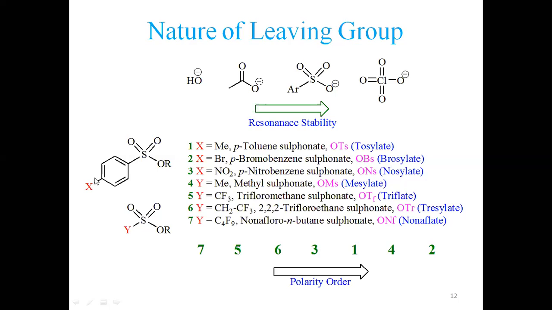In fact, if this X is a nitro group, it is also present at para. This is para-nitrobenzene sulfonate. This is represented with O for oxygen, N for nitro, and s for sulfonate. So this is called ONs, and this is commonly read as nosylate. So you see all of them end with ate, just like the nomenclature of an ester, and it is oxygen bonded with alkyl. Is it clear to everybody?